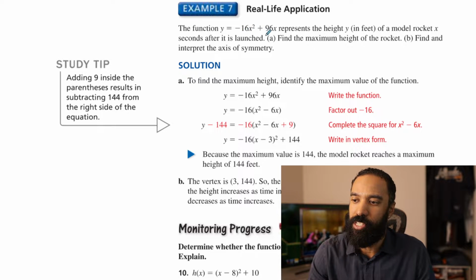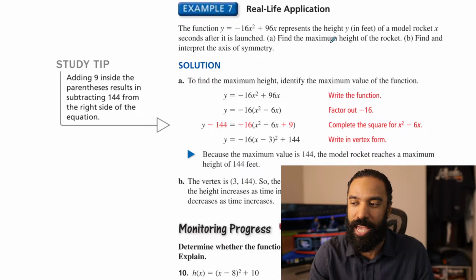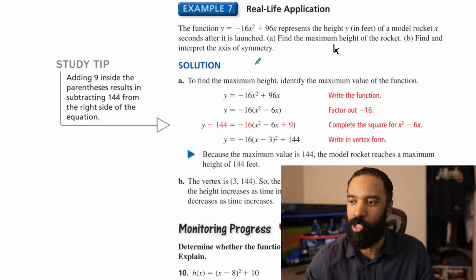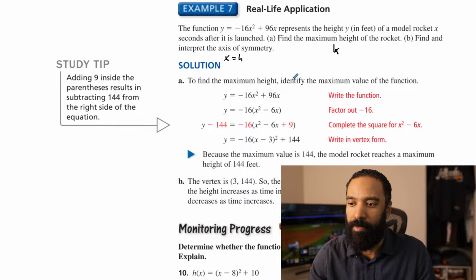The function y equals negative 16x squared plus 96x represents the height in feet of a model rocket x seconds after it's launched. We're going to find the max height and find and interpret the axis of symmetry. Now, the max height, well, if we find the vertex, this will be the k value, max height, and then the axis of symmetry is going to be at x equals h. So we want to find the vertex. So we want to solve by completing the square.